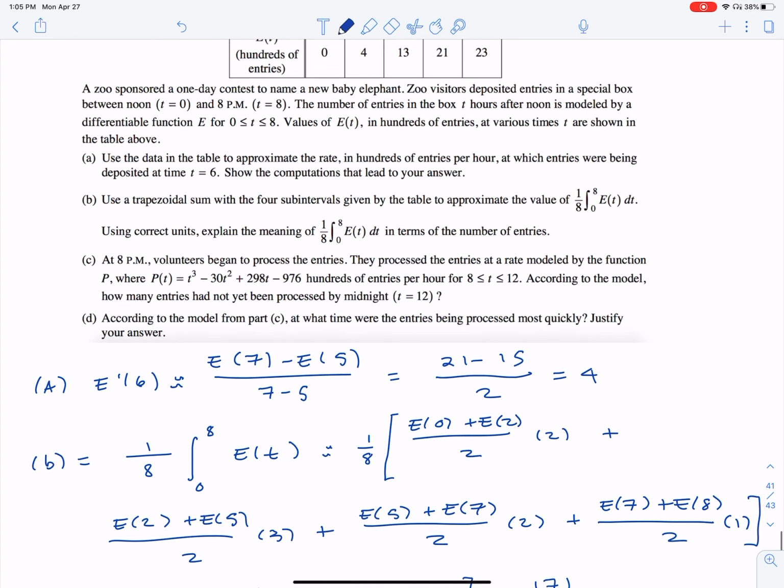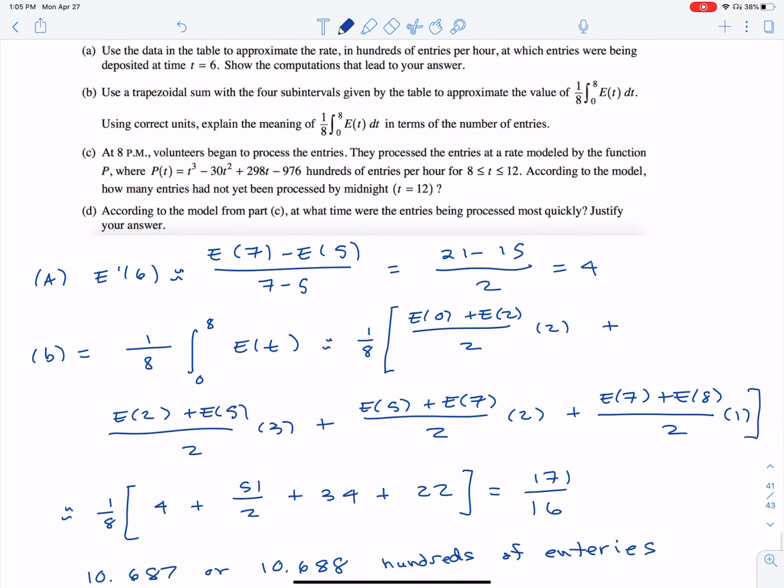Okay, for letter D, according to the model in part C, at what time were the entries being processed most quickly? So be careful on this one, right? This represents a rate of change. They want to know when this rate of change is at a maximum. So in other words, if this is the first derivative of something, I'm going to have to take the second derivative of that function.